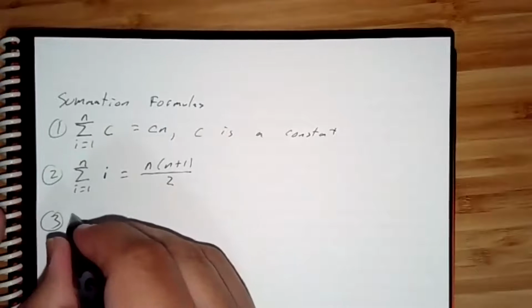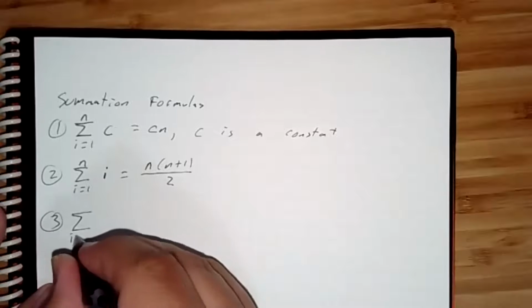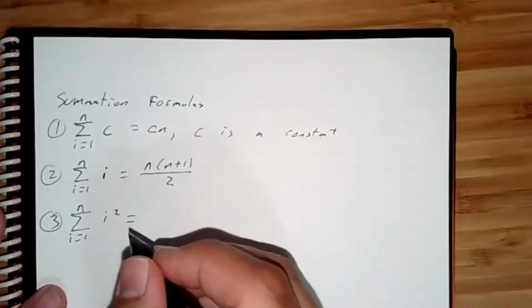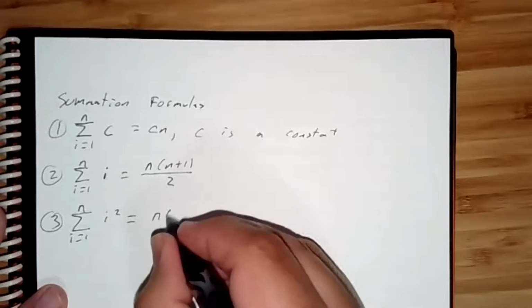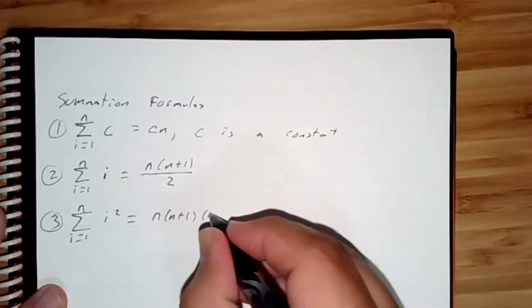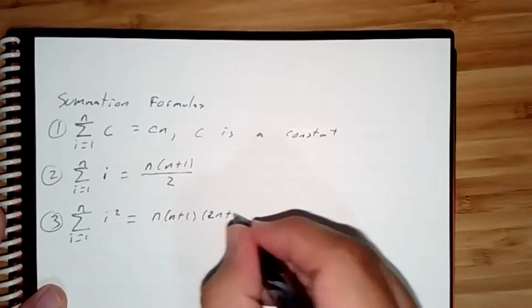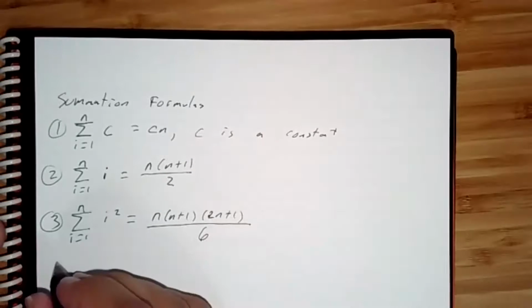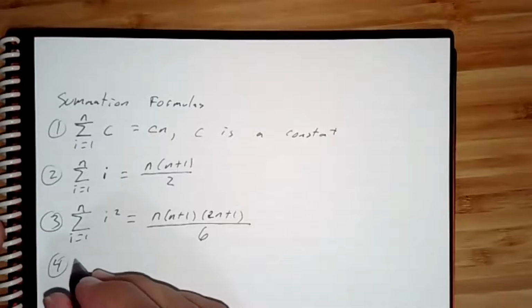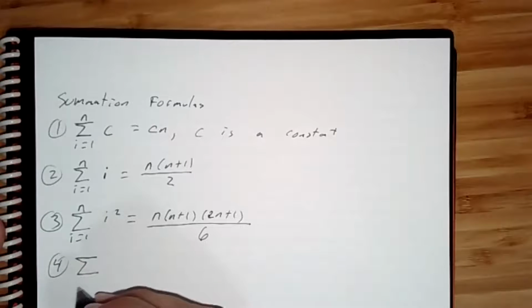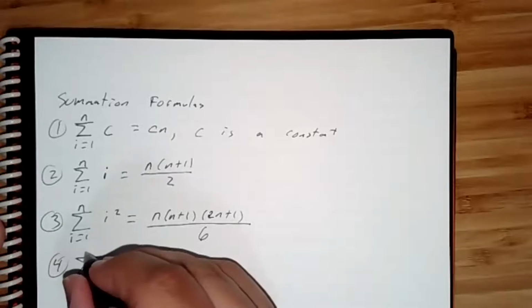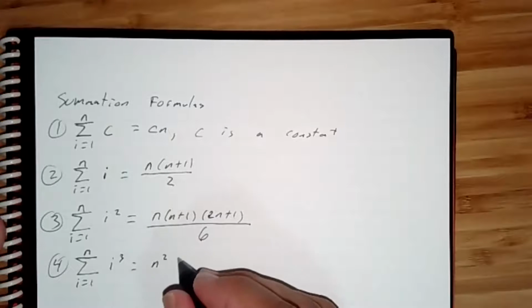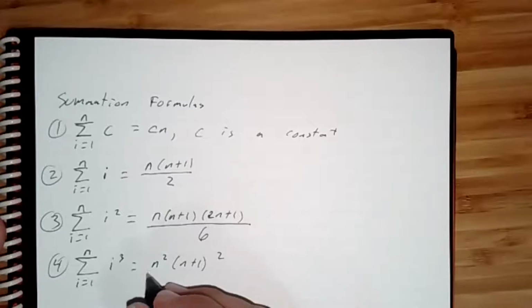Number 3: if it's i squared, that's n times n plus 1 times 2n plus 1, over 6. If it's a cube, then you'd have n squared times n plus 1 squared over 4.